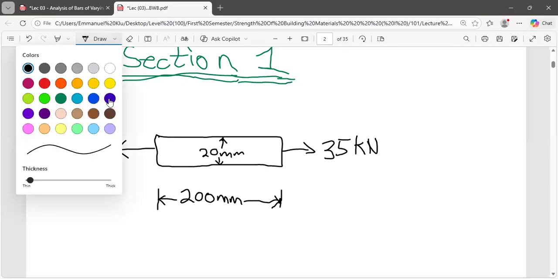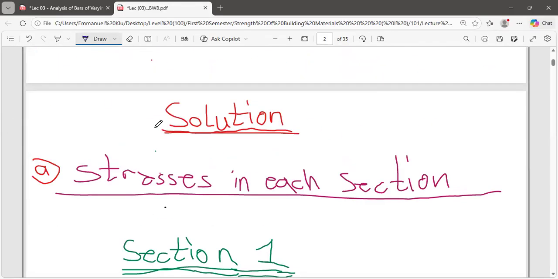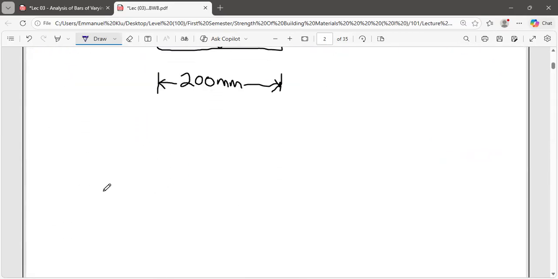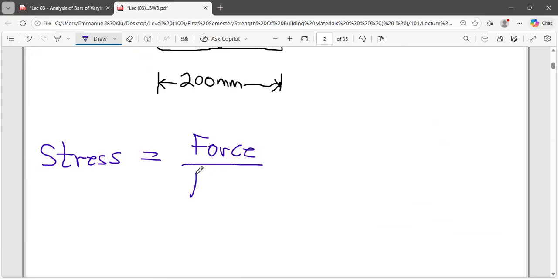So after you are done drawing and putting the diagram here, we are in the solution. Then you put down your formula. Since you are to calculate the stresses in each section, what is the formula for stress? You know that stress is equal to force over area. Once you put your formula down, you can also write it in terms of symbols.